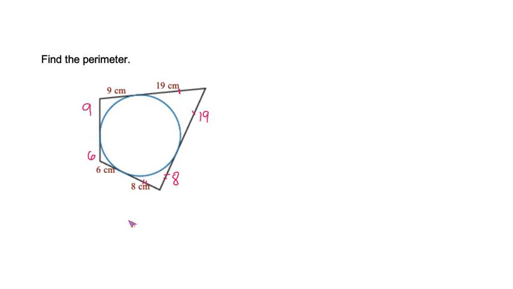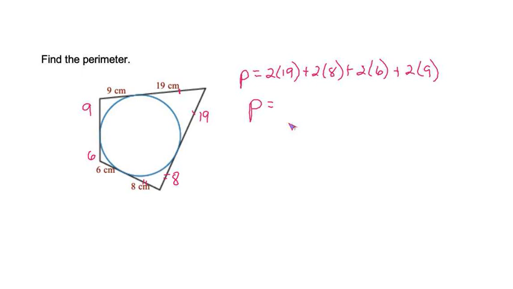So now we have every single length around the polygon, so we can find the perimeter pretty easily now. It would be, let's see, we have 2 lengths that are 19. We have 2 lengths that are 8. We have 2 lengths that are 6. And then we have 2 lengths that are 9. So let's add all these up. My handy dandy calculator, I believe it's 84 centimeters. Check my work on that one.